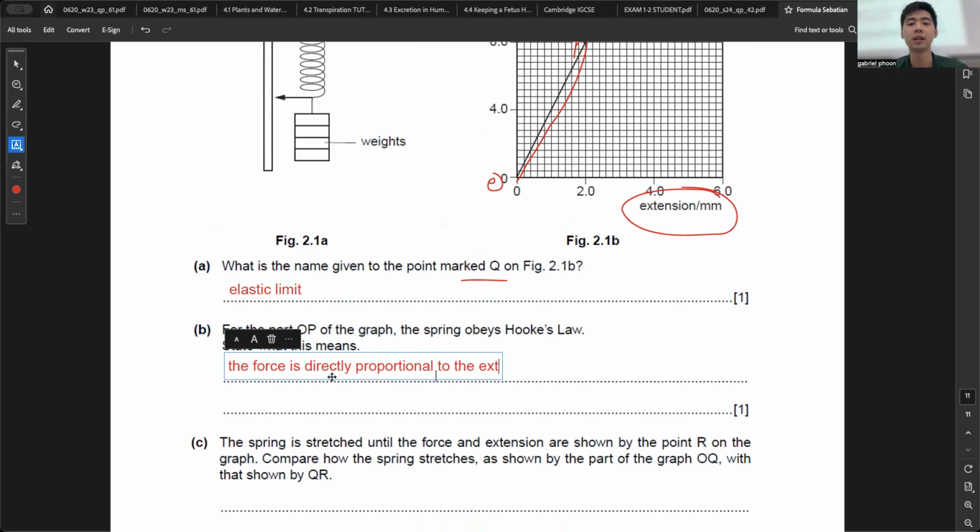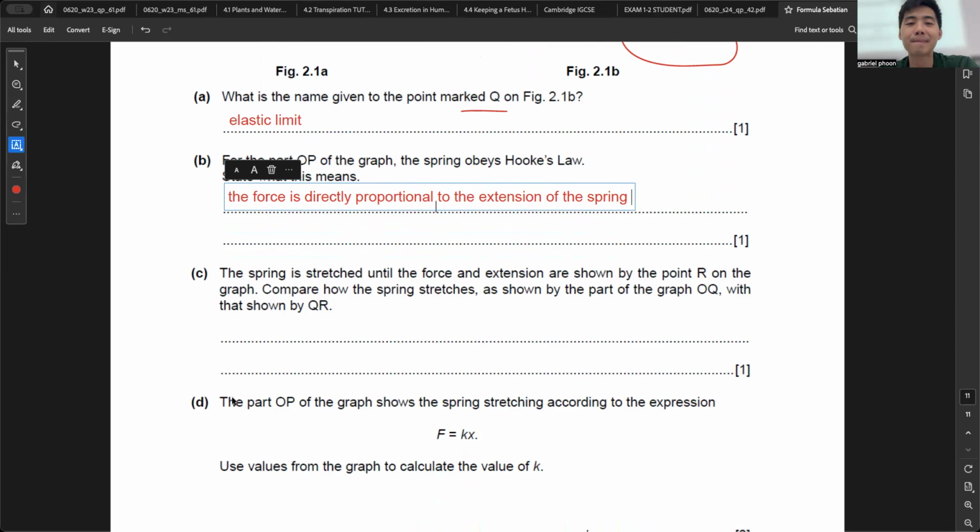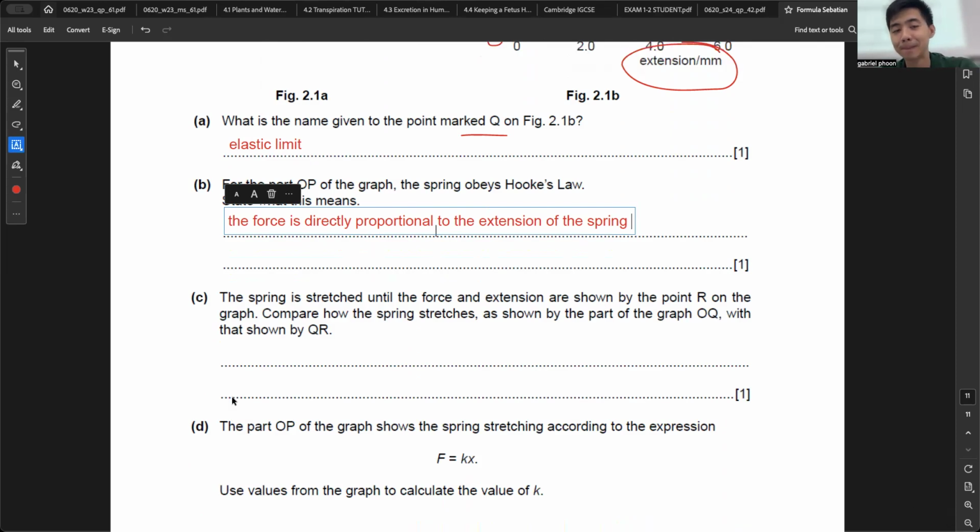I don't like this because the extension is consistent to the force applied. The extension is consistent to the force? No, it must be directly proportional, that is the keyword. And finally, P is beyond point Q, so the spring does not obey Hooke's law.